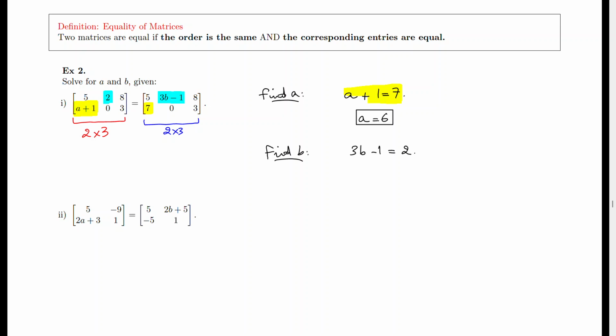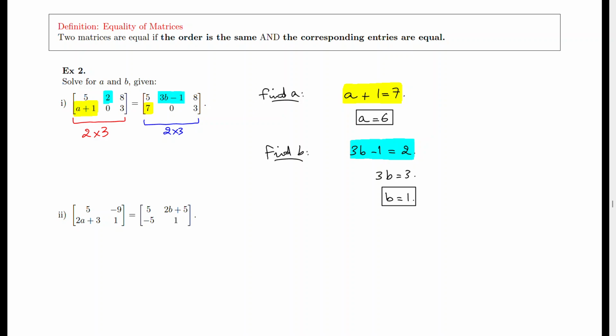So again, two matrices are equal if the size is the same and the corresponding entries are equal, and all we have to do now is solve for b. To solve for b, we'll move the 1 across, so that means 3b has to be equal to 3, and therefore b has to be equal to 1. And so that's the end of part 1 of this problem.